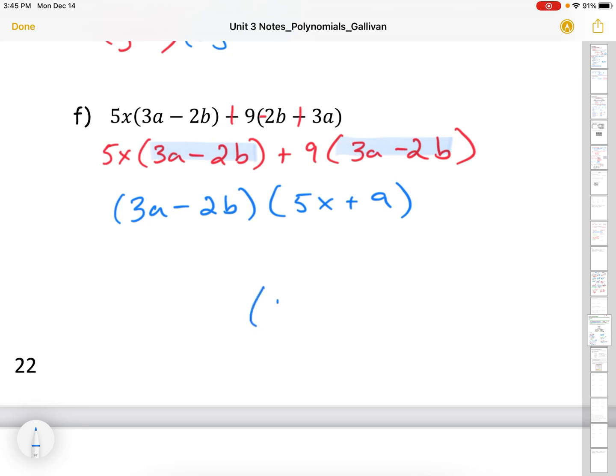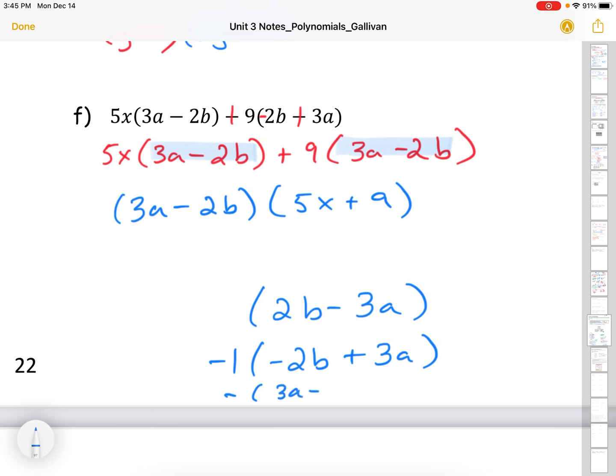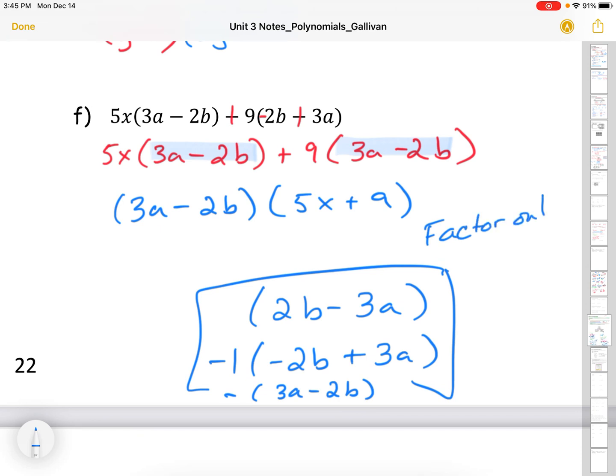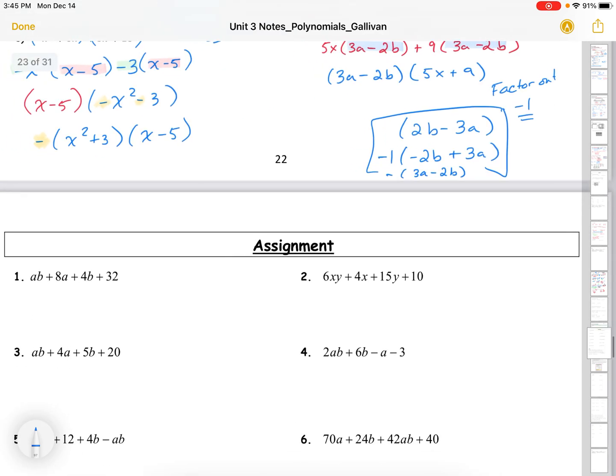Okay, just to kind of think about what's happening there. If I have 2b minus 3a, if I divide out a negative 1, this becomes negative 2b plus 3a. So it's negative 3a minus 2b. Okay, so this is just factoring out a negative 1. Okay, and that just changes the order.